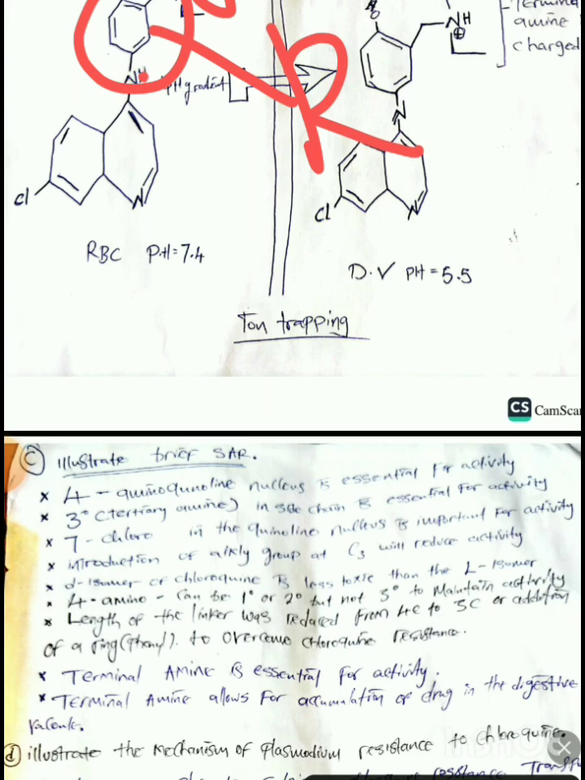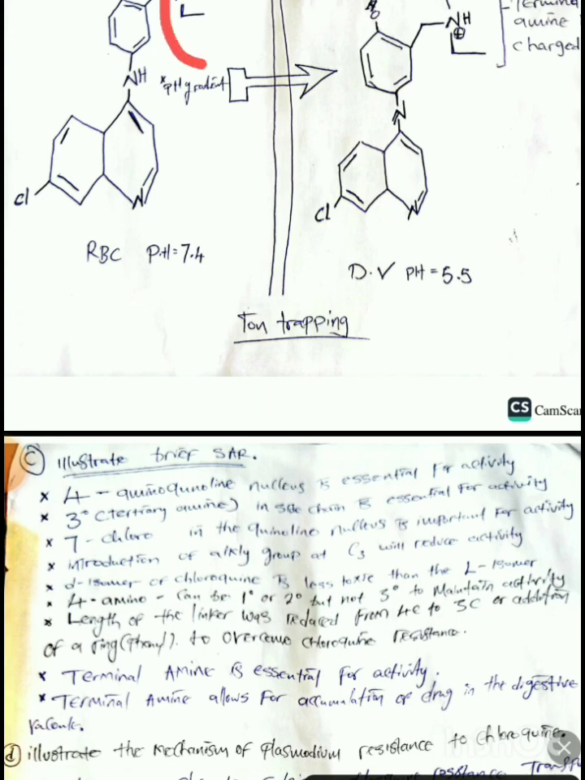Terminal amine is essential for activity. Of course, as noted, the terminal amine is the one that allows for the drug to accumulate intracellularly. It should be very much essential for activity. And the terminal amine allows for accumulation of the drug, okay, in the digestive vacuole, as we have explained.